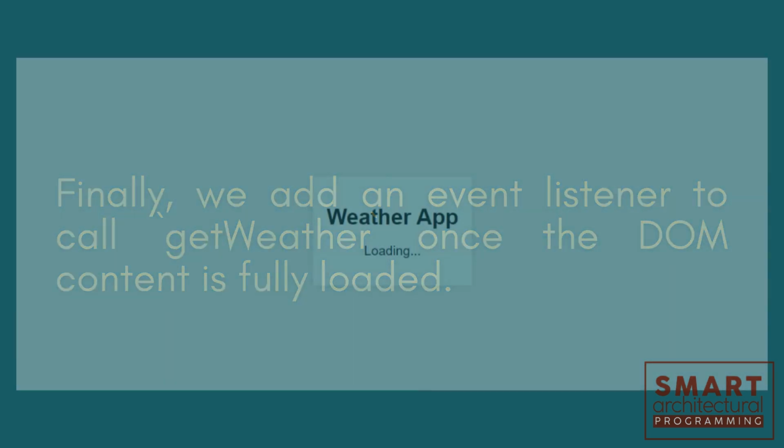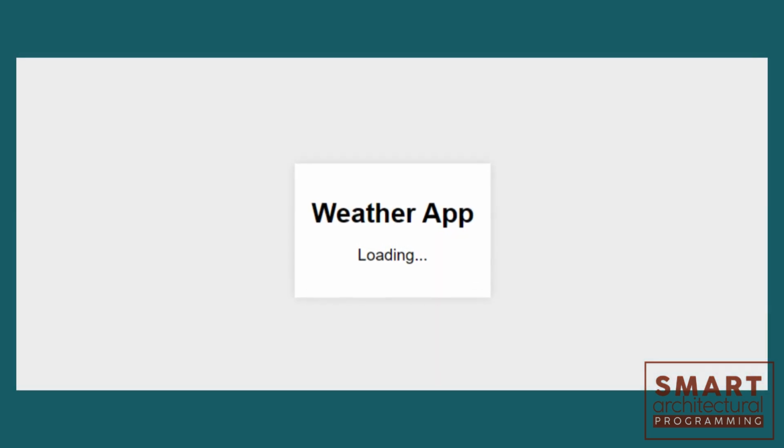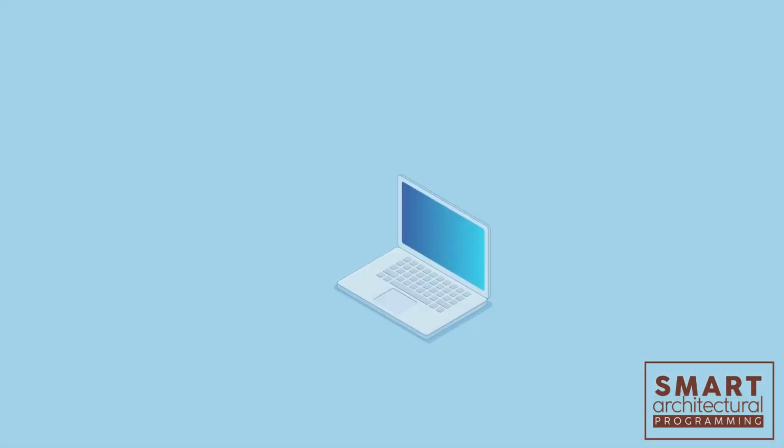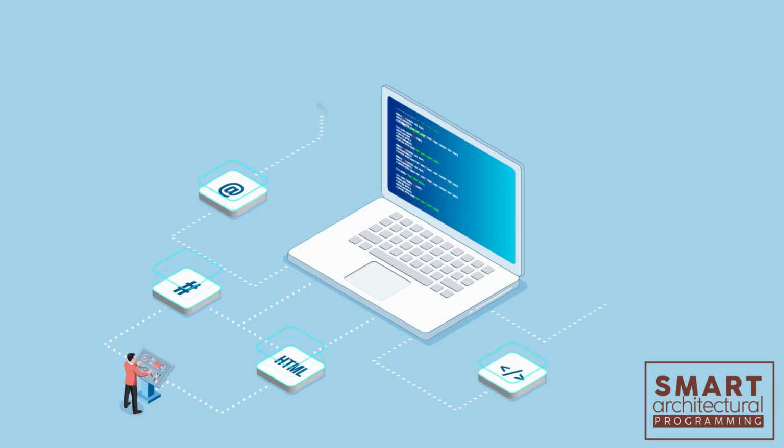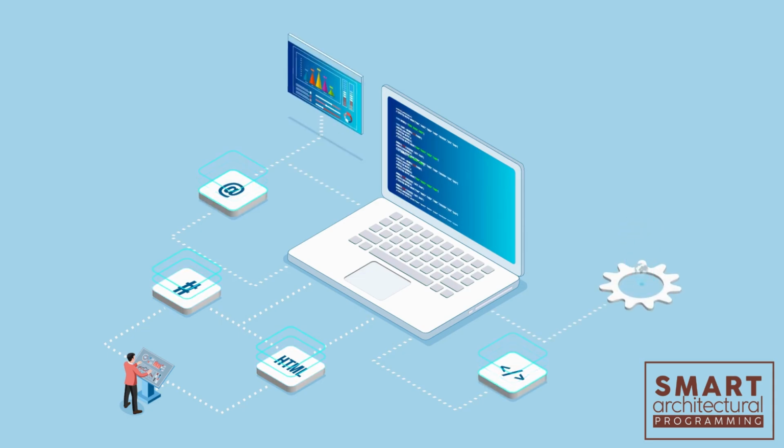And there you have it, a simple weather app using HTML, CSS, and JavaScript. We've covered setting up the project, fetching data from an API, and dynamically updating the UI. Try expanding this app by allowing users to enter their city or by displaying more weather details.